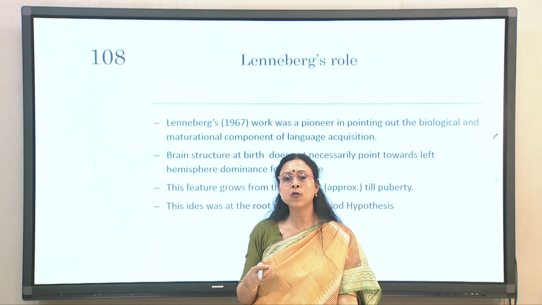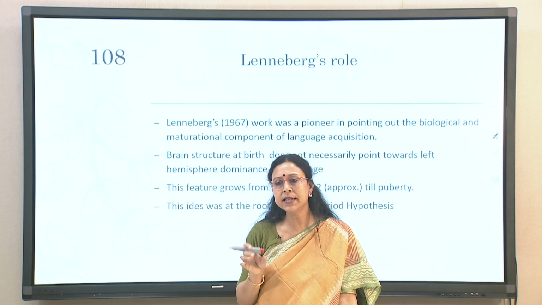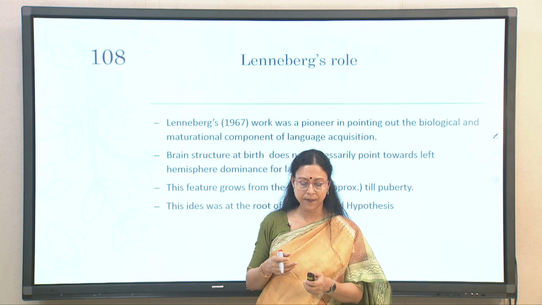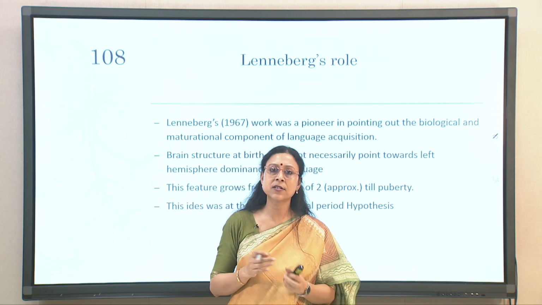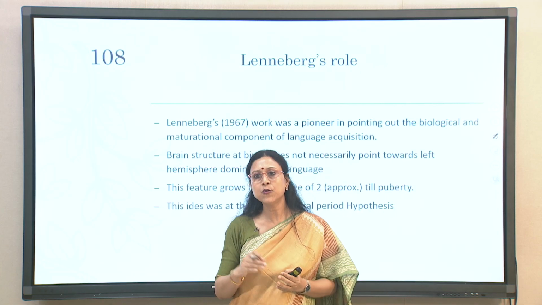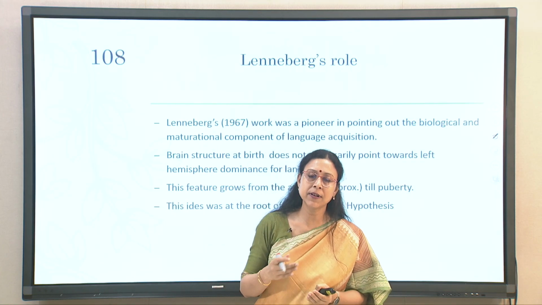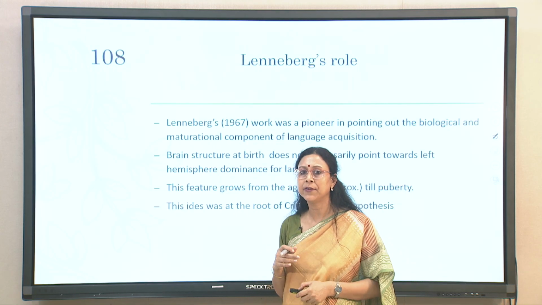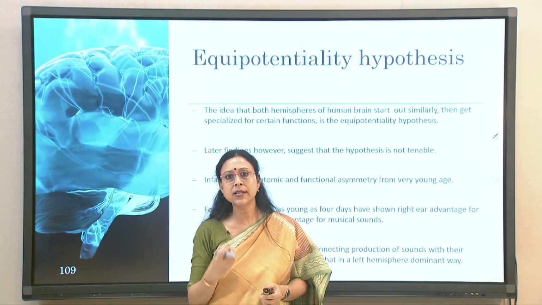So, this feature grows from age 2 onward, and this is exactly the logic on which the critical period hypothesis is based, because the organization, or say reorganization, of the brain happens during this phase, age 2 to puberty, and that is also the time given for language acquisition. So, the left hemispheric dominance builds up during this time, and this is the theory called the equipotentiality hypothesis.